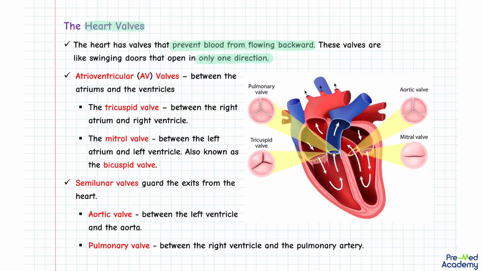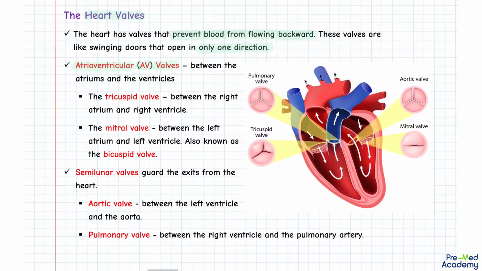We have two types of valves in the heart. Atrioventricular valves, or AV valves, are found between the atriums and the ventricles. The tricuspid valve is the valve found between the right atrium and right ventricle, and the mitral valve is the valve found between the left atrium and left ventricle.